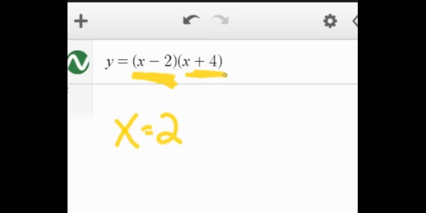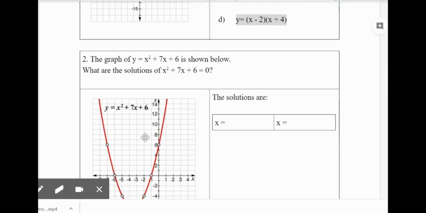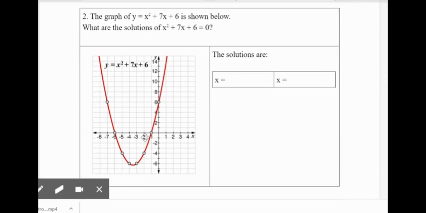And because here we have x plus 4, you get x equals -4. Do you see how it's kind of backwards? But that's because when you solve the equation, you get the opposite. All right, I'm going to move on to the next one.